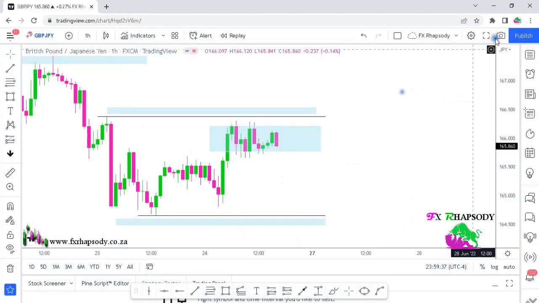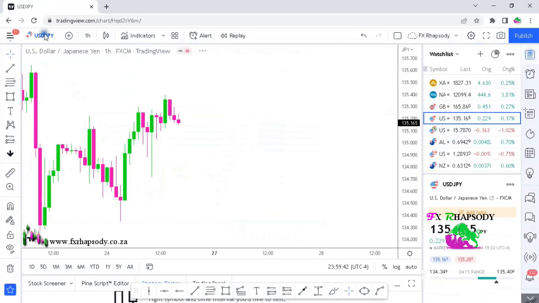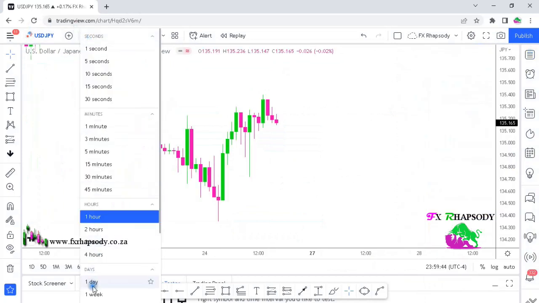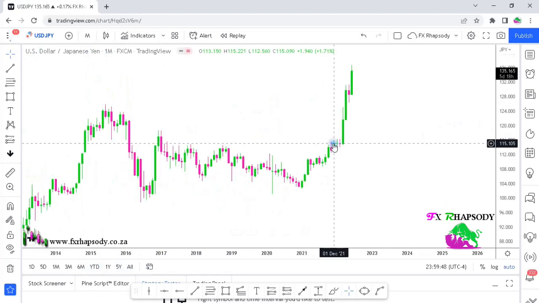Let's move on to our next currency pair, which will be our US dollar Japanese yen. Again, we're starting on the daily, but with this one, I just want to look at the monthly first. I want to show you something.